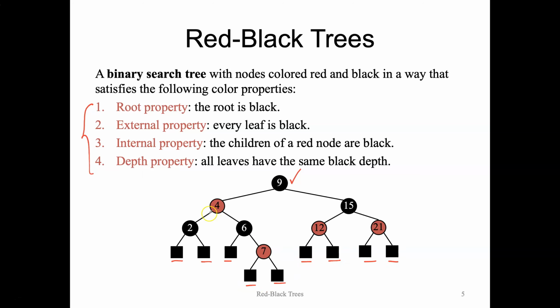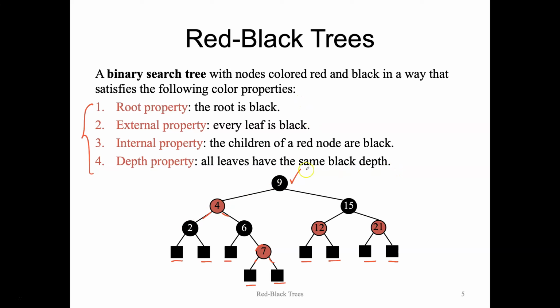And if we have a red node, so some internal node, which is red, then since all of our leaves are black, if we have a red node, then its children have to be black. So here we have a red node, both of its children are black. So any children of a red node are black. And then lastly, the depth property, which says that all leaves have the same black depth.